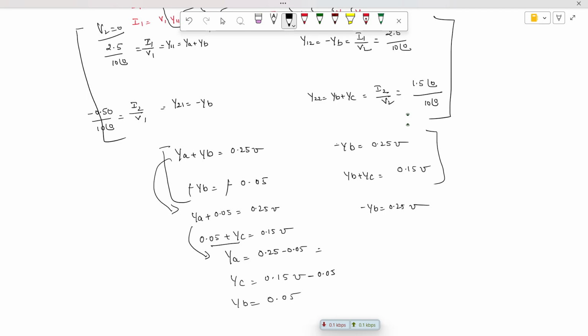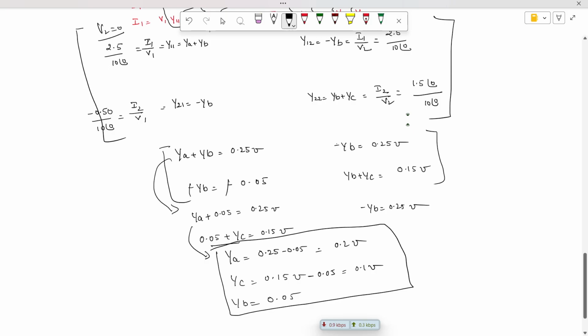When you solve this, use your calculators and try to solve it. I'm also doing it with a calculator, that's why it is time consuming. 0.25 minus 0.05 is directly 0.2 mho. 0.15 minus 0.05 is 0.1 mho. So the ultimate answers we require are Ya, Yb and Yc. So successfully we have found these values.